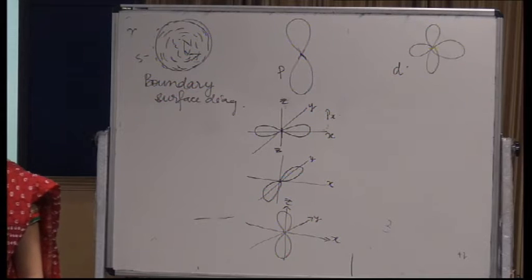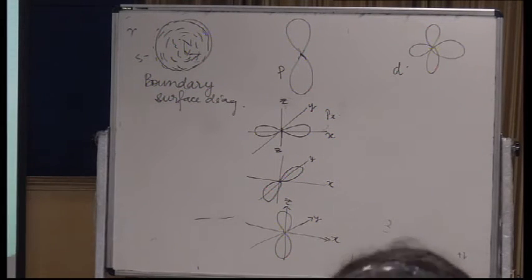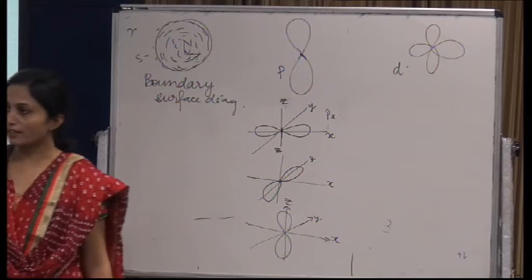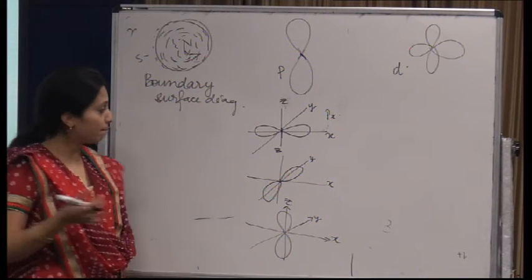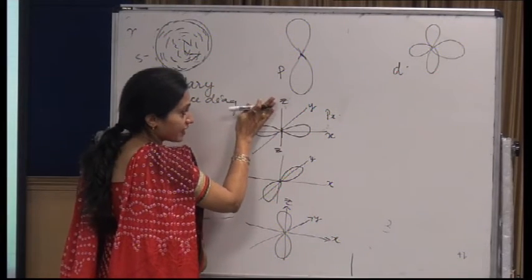Got it? What is a node? It is where the probability of finding the electron is almost negligible. So this kind of represents a node. But if you look carefully into Px, then Yz is a plane.